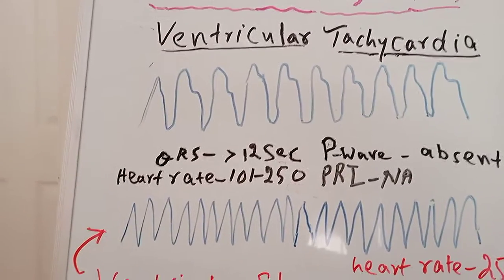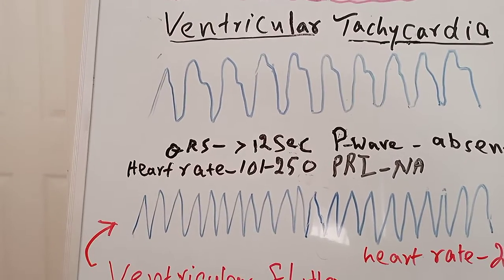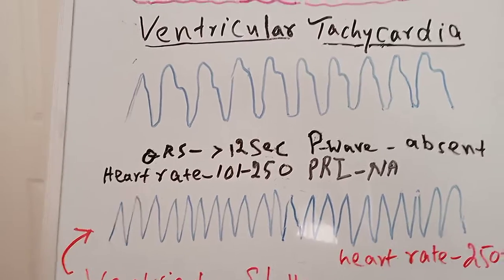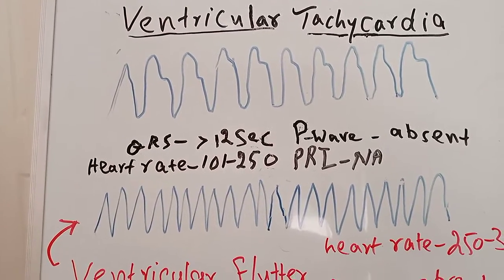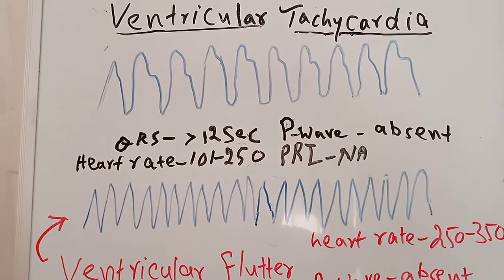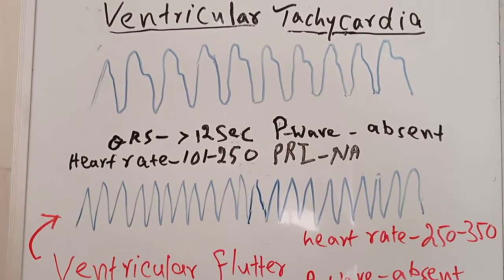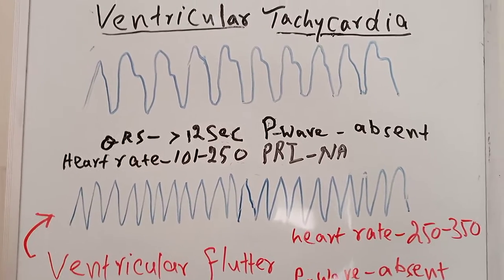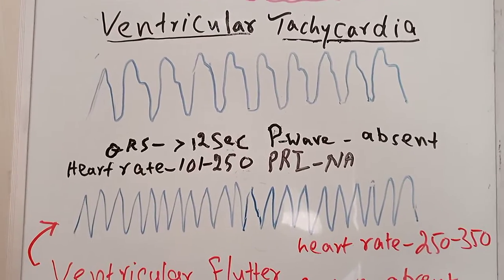The QRS complexes are big, bizarre, and wide. They are very wide, occupying a lot of space, so there is no space for the P wave to appear. So the P wave is absent. As the P wave is absent, the PR interval cannot be detected. So you will see this ECG in ventricular tachycardia.